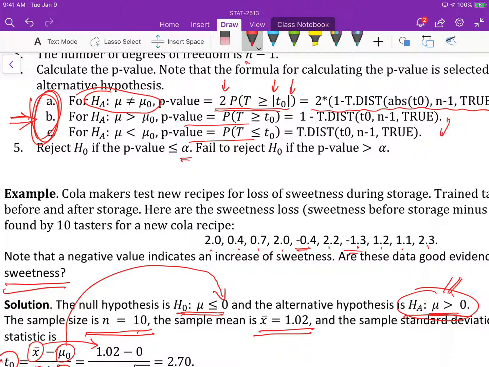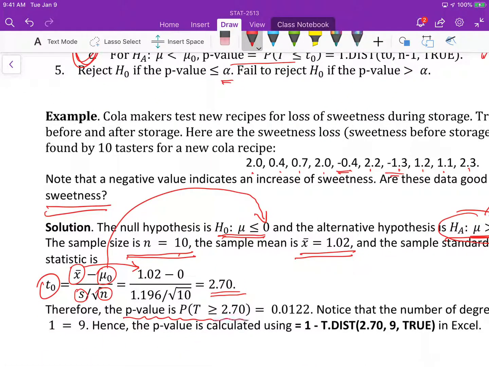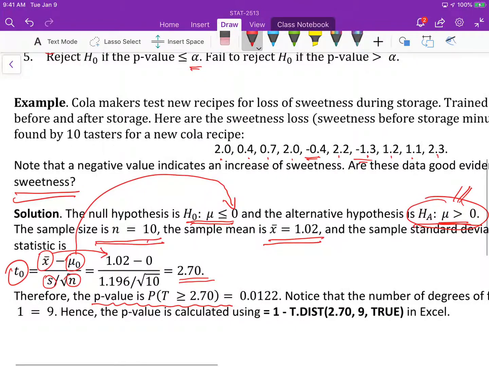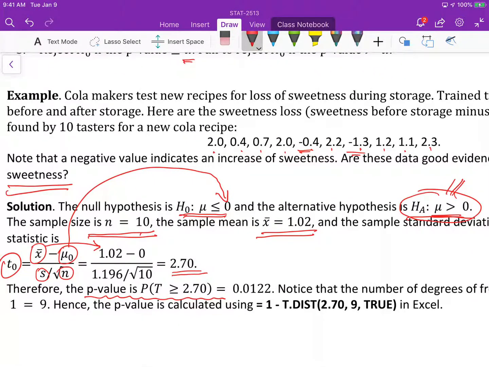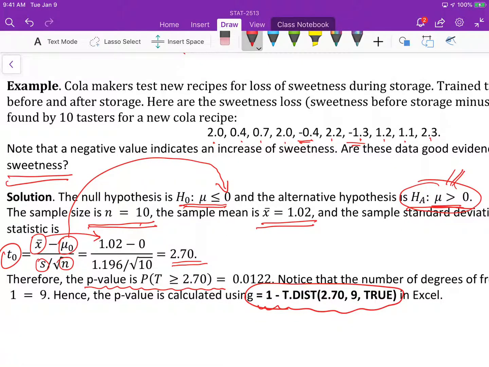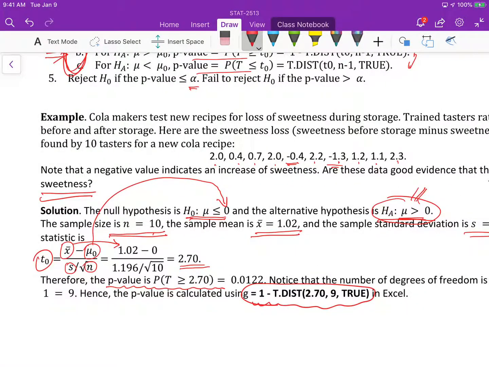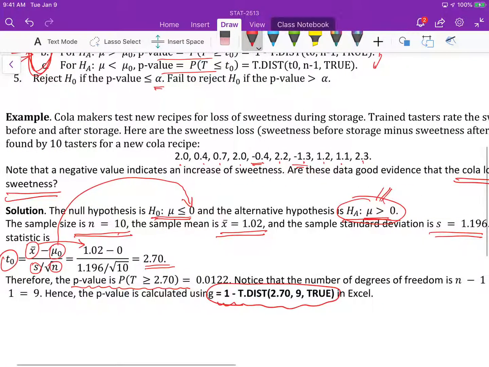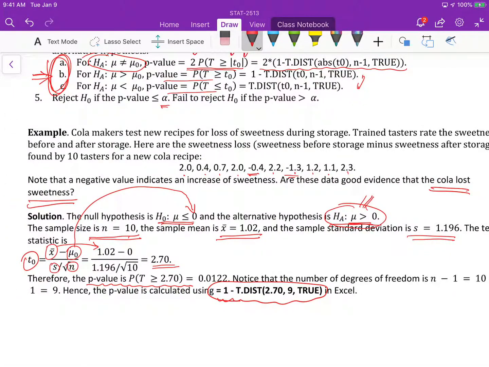In this case, the p-value will be the probability of being greater than our statistic. So here I write the p-value is the probability that t is greater than 2.7. As we mentioned, we cannot do the calculation by hand, and we have to use Excel. So here we use this Excel function to calculate the p-value, and the p-value is 0.0122. Oh yes, I forgot to mention, this 9 is the degrees of freedom, which is n minus 1.